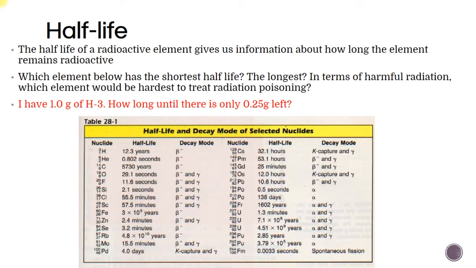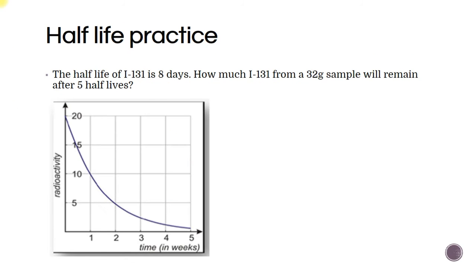Okay. We also spoke about half-life, so I'm going to skip ahead to this example. I did this for you in class. You can feel free to skip this in the video if you remember it, but I thought it would be a good idea to review since this is not in your textbook. The half-life of iodine 131 is 8 days. So how much iodine 131 would be left if we start with 32 grams and we go for 5 half-lives?